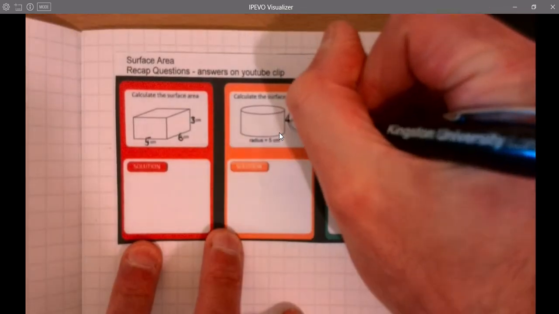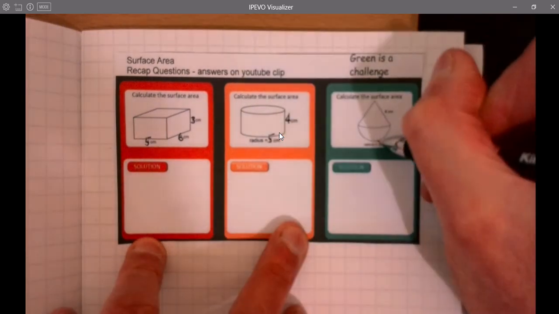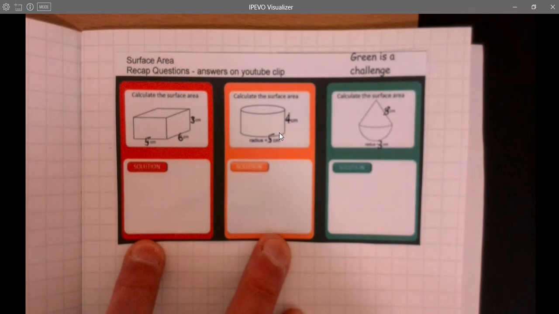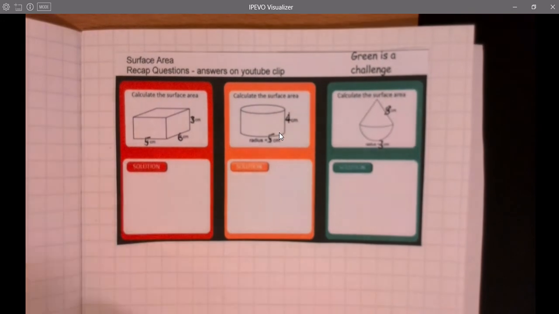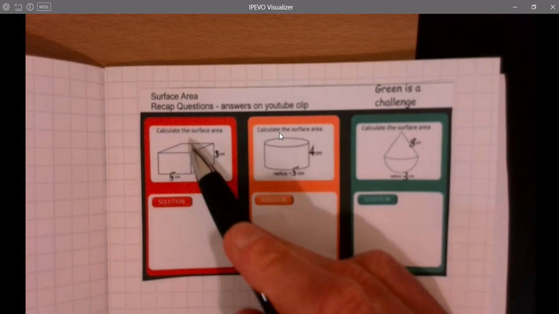And then I've got 4, and I've got 5, 3, and we've got 8 just there. Right, okay, let's have a quick look at these. Surface area. This is nice.